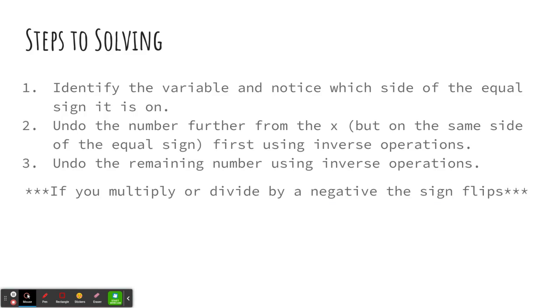When solving, we're going to identify the variable and notice which side of the equal sign it is on, but in this case it will be an inequality symbol, not an equal sign. We'll undo the number further from the x, but on the same side of the equal sign using inverse operations, and then we'll undo the remaining number using inverse operations. So it is the same steps as solving a two-step equation, but now it's a two-step inequality. The main difference is the rule with the stars. If you multiply or divide by a negative, the sign or the symbol flips.